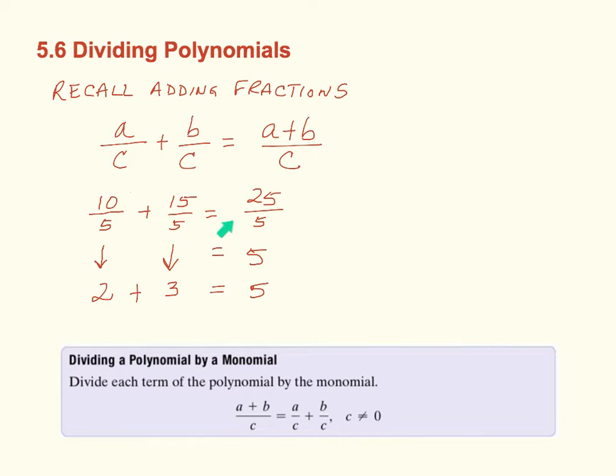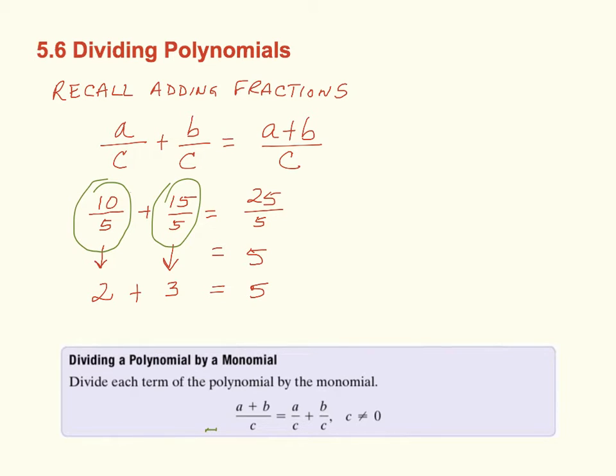So all we did was take the numerators, added them together, and kept the denominator the same. And it became the exact same thing as if we divided first. If we took this and divided 10 by 5 and 15 by 5. I'm showing you that because what we're going to do is take a fraction and break it up into two parts, just like it looks down here.